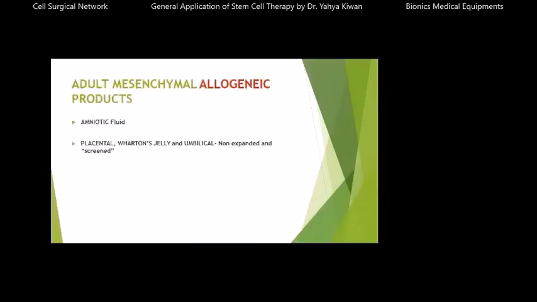Now, adult mesenchymal stem cells and products either come from amniotic fluid, this is the embryonic, or from the placenta, or from the Wharton jelly, or umbilical cord.